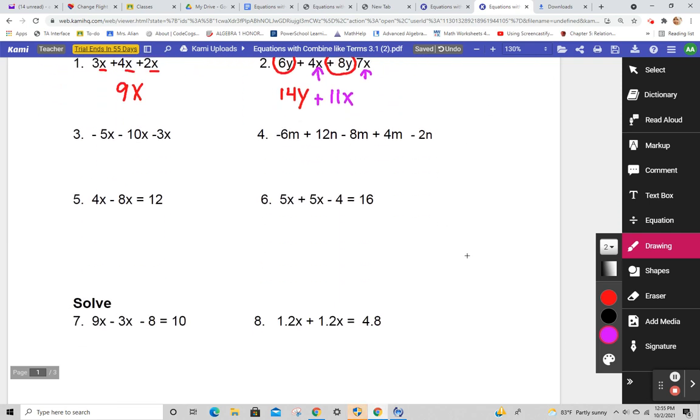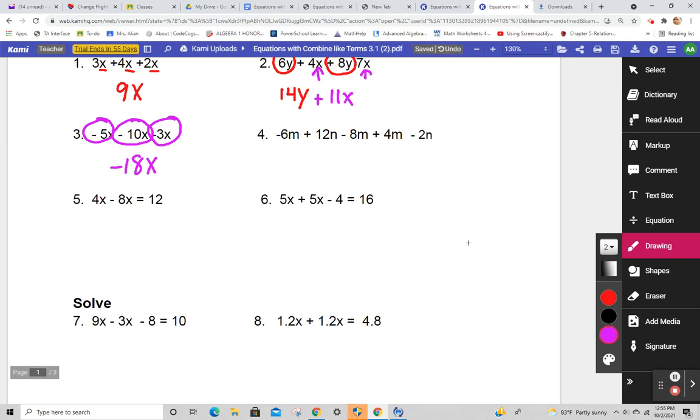All right, let's look at the next one, number 3. We do have like terms because they have the same variable to the same power. So we can combine all of them. Minus 5x minus 10x gives us minus 15x, and another minus 5x gives us negative 18x.